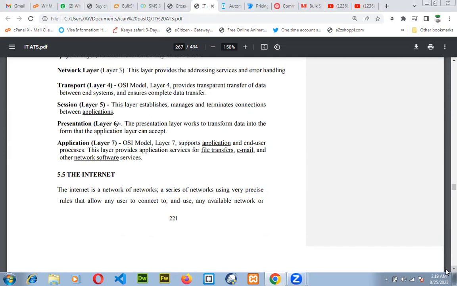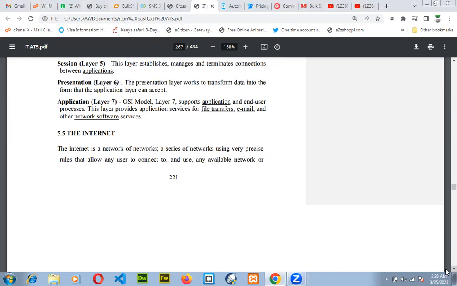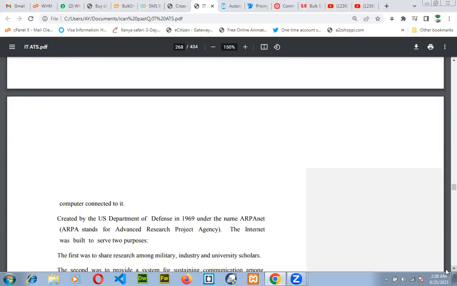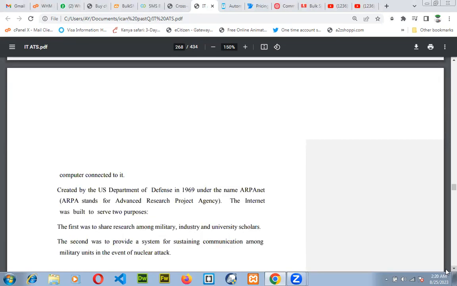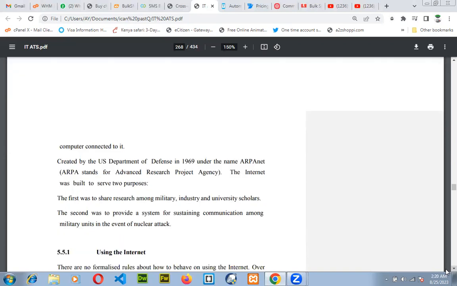The internet. The internet is a network of computers, a series of networks using very precise rules that allows any user to connect to and use any available network or computer connected to it. It was created by the US Department of Defense in 1969 under the name ARPANET. ARPA stands for Advanced Research Projects Agency. The internet was built to serve two purposes. The first, to share research among military, industries, and university scholars. The second was to provide a system of sustainable communication among military units in the event of a nuclear attack.